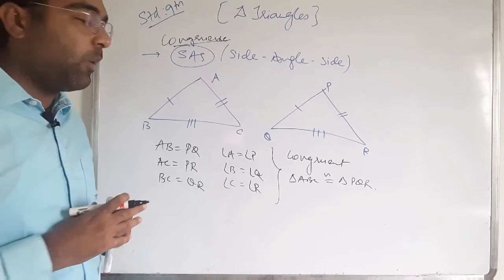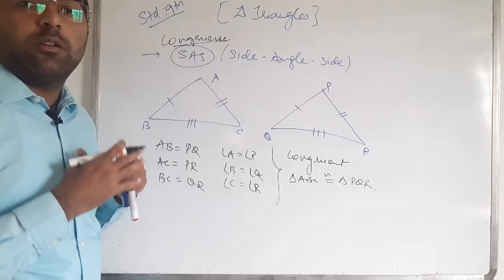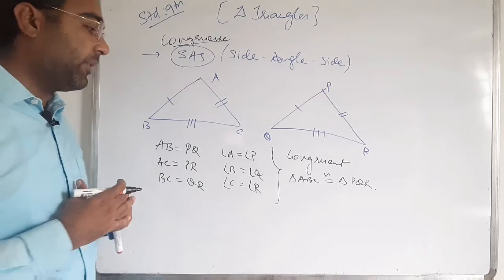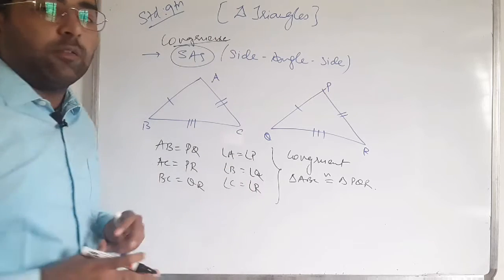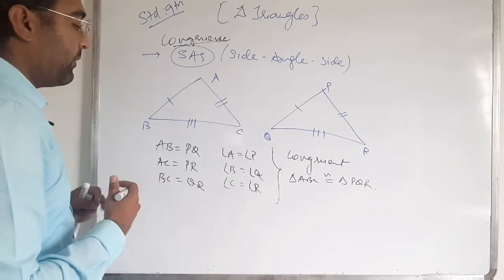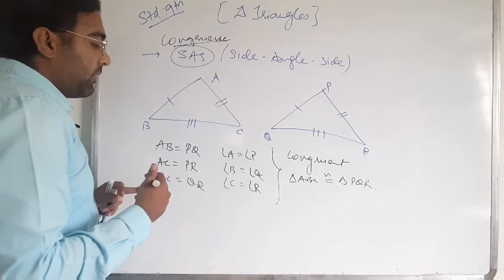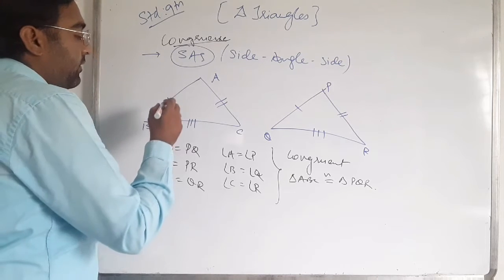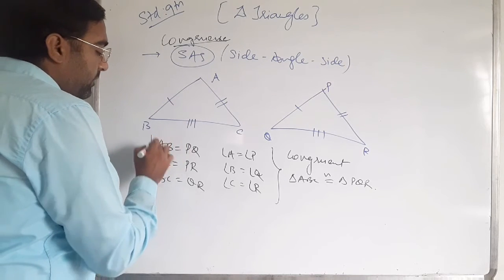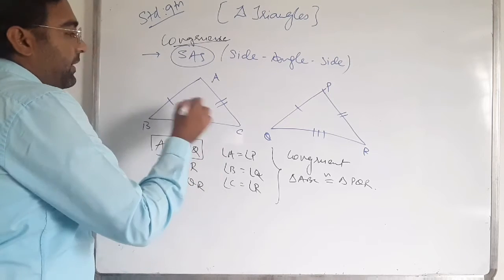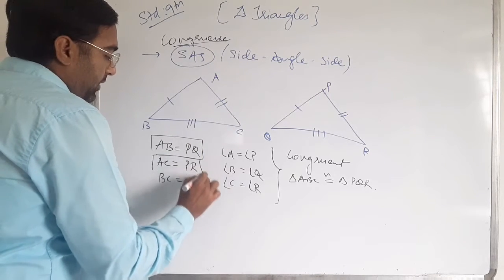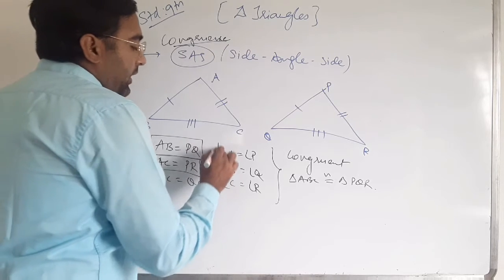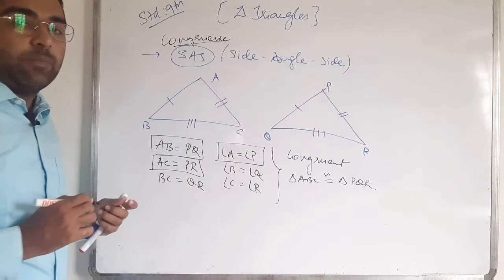If these are equal, then we have to say that both triangles are congruent. We do not need to prove that all of the angles and all of the sides are equal. So I'll take one of the sides, AB to PQ and AC to PR, and the included angle A equal to P.